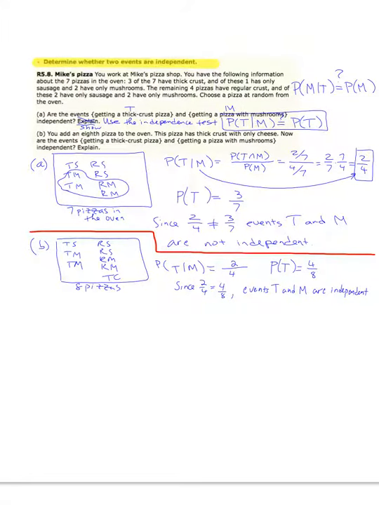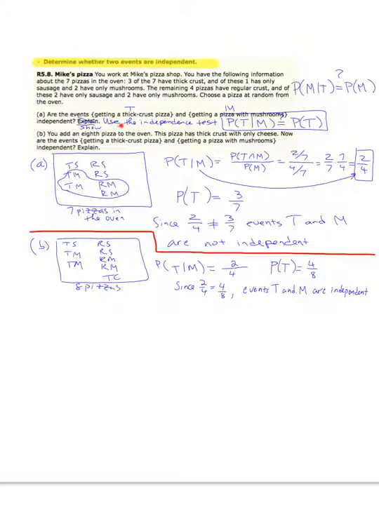Okay, next problem about Mike's Pizza. You've got information about 7 pizzas in the oven. 3 of 7 have thick crust. One of these has sausage, 2 have mushroom only, the remaining 4 have regular crust, and so on. Choose a pizza at random from the oven.